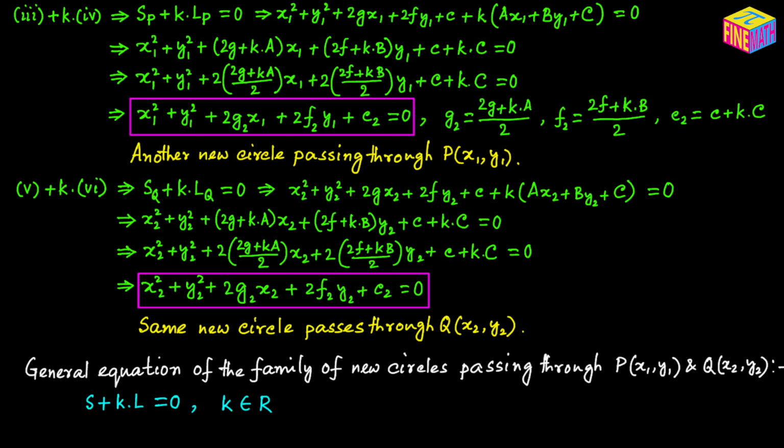And of course k is a real number, any real number will work, and that's exactly what we needed to derive. So this general equation actually represents the family of circles that will be passing through the points of intersection of a given circle and a given straight line.